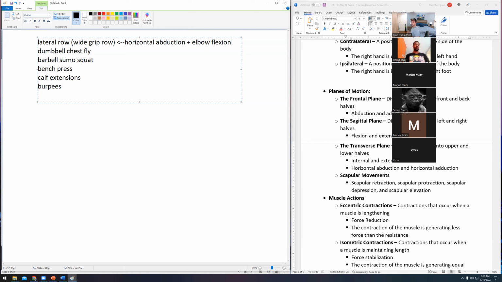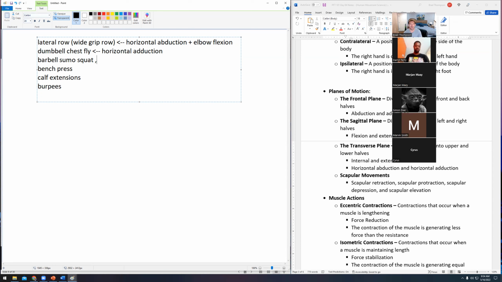Whereas if I describe a seated row, it's a different movement. It's still elbow flexion. That part's the same, but now it's shoulder extension instead of horizontal abduction. Horizontal abduction only exists in your shoulder, which makes it a little easier to understand. But with a dumbbell chest fly, only one joint is moving for the most part. So that's kind of the opposite. We have two movements that are the antithesis of each other. The dumbbell chest fly is horizontal adduction. Sorry, I forgot where I was. That one's adding to my midline, whereas this row was going away from my midline. So horizontal adduction versus horizontal abduction.